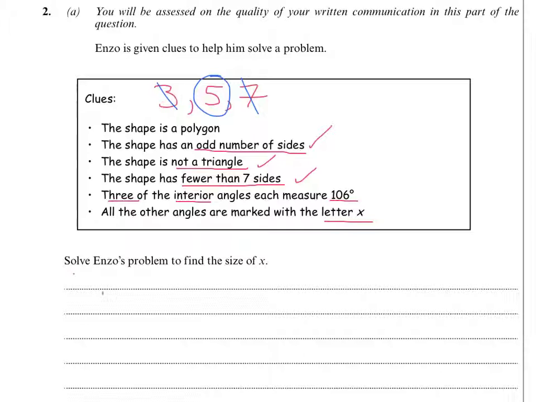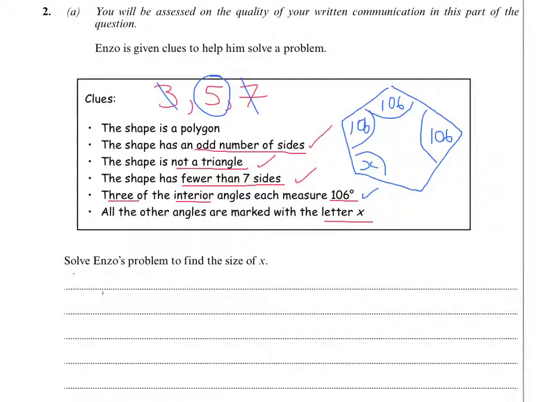So that means if I illustrate now, using our HIAD acronym, the second letter, the I for illustrating, I know that 3 of my interior angles each measure 106 degrees. So I could say that this one is 106 degrees, this one is 106 degrees, and this one is 106 degrees. I'm then told that the other angles available are marked with a letter X. The fact that they're both marked with a letter X suggests that they are the same size.